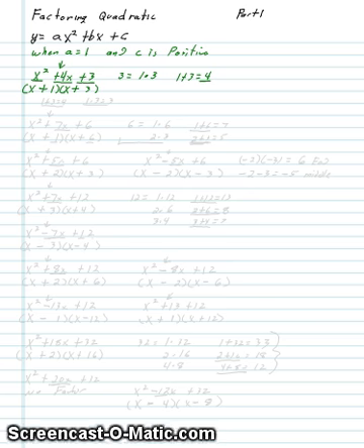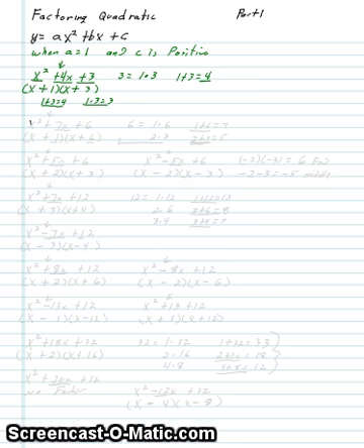Now, to check, the middle term, 1 plus 3 equals 4. There's our middle term. And our end term, the constant, is 1 times 3 equals 3. That's just a check to make sure that we have factored this correctly.